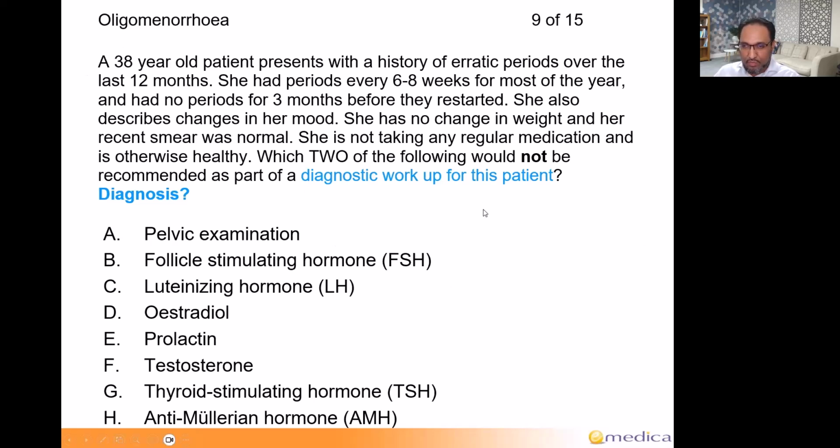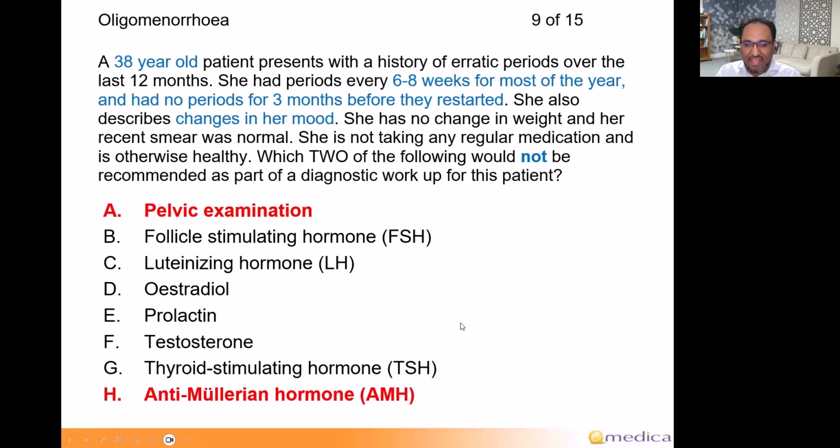Because of her age. But what's challenging about this question, first of all, multiple best answers are hard in the AKT, because if you get one right and one wrong, you get nothing. There are no half marks. But secondly, this is negatively framed. So it's saying, look, most of these you would do as part of that workup, but there's two here that are not recommended in the guideline as part of the diagnostic workup for premature ovarian insufficiency. The correct answers are A and H.